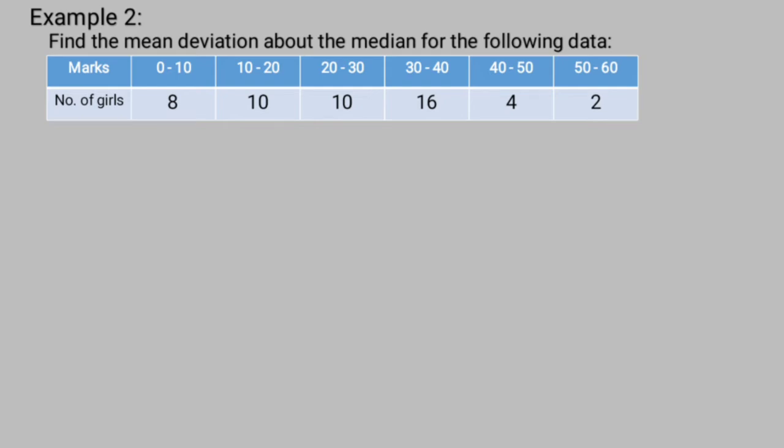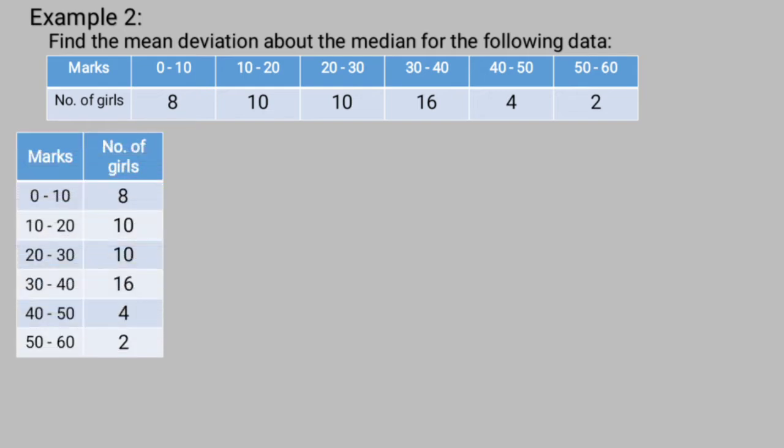Here we are going to find mean deviation about the median. So what we have to find first? We need to find median. Now marks are given and number of girls values are given. That number of girls is nothing but frequency. Now we are going to find the median. For finding the median, what we have to do first? We need to find the cumulative frequency.